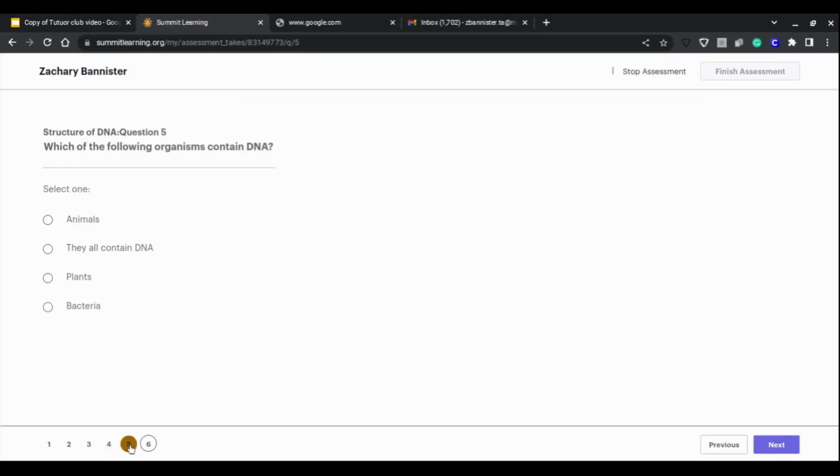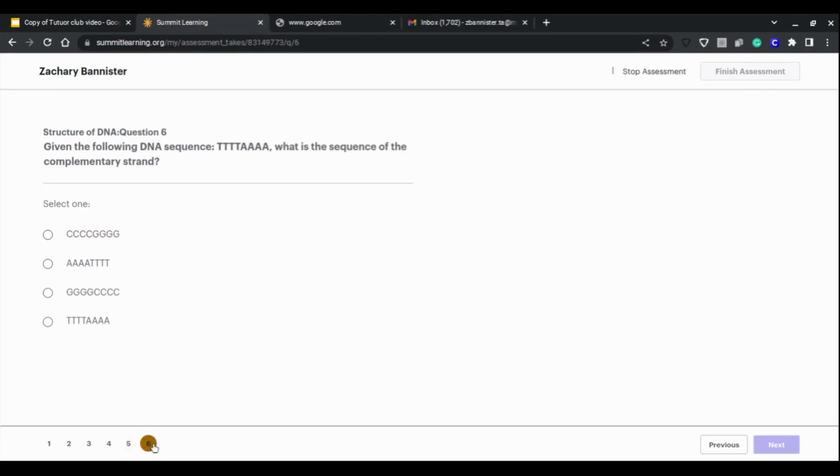Now, question 5 here. Which of the following organisms contain DNA? Well, everything contains DNA. It's the building block for everything. Everything's going to contain DNA. There's really no exceptions on what organisms do not contain DNA. It's kind of what decides a lot of you, essentially. So everything contains DNA.